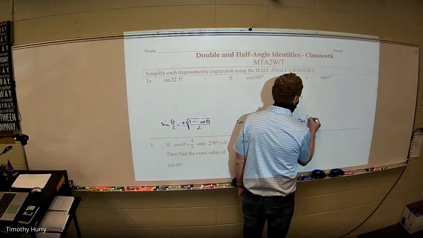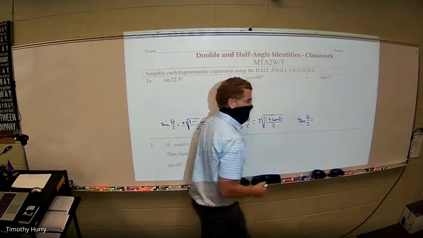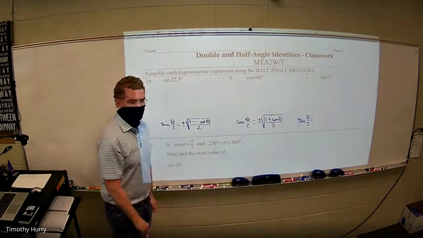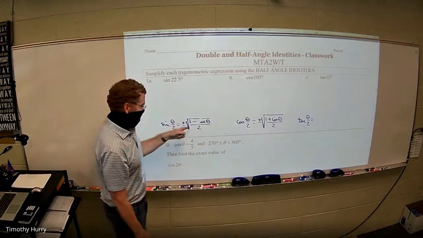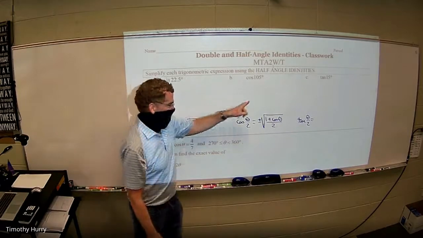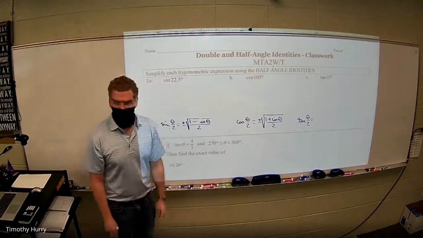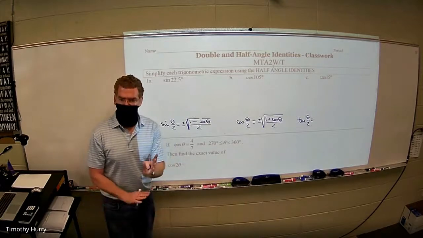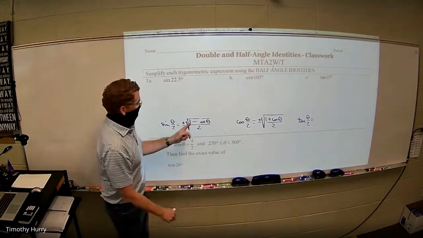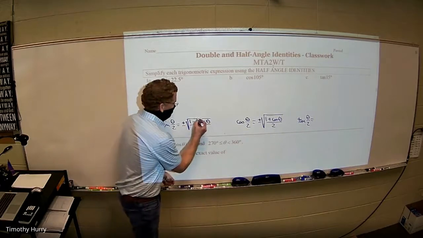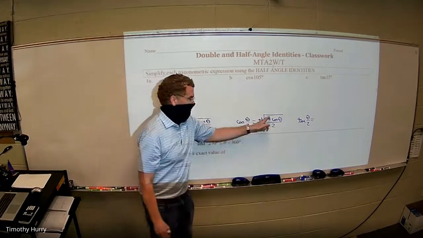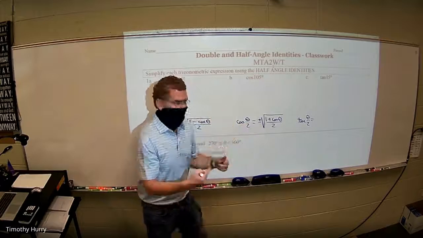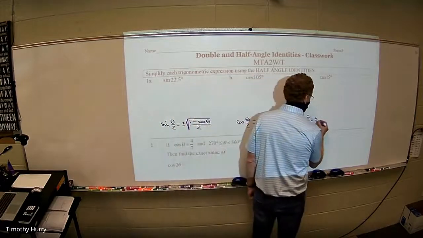The tangent of half of the angle, since tangent is just sine over cosine, what would happen if I took this sine of half angle and put it over that cosine of half angle? What do you think would happen? The 2's would cancel, wouldn't they? And you'd have that part on the top, and you'd have that part on the bottom, which you divide, right? Well, that's the half angle identity for tangent.